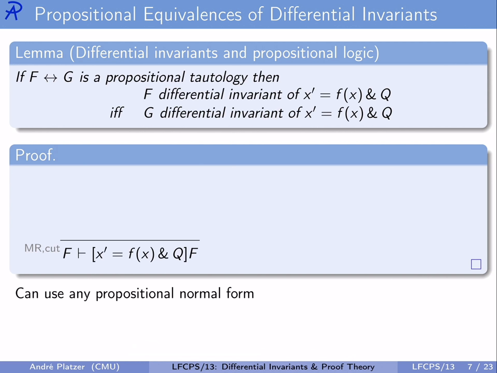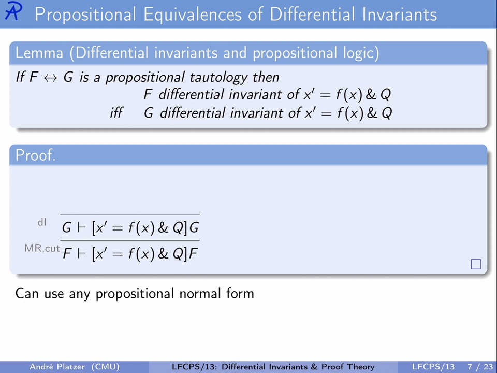So if you would like to show that F is a differential invariant, right, then what we can do is, using the monotonicity and cut principle, reduce this to the question whether G is an invariant, if F and G are equivalent, which we have assumed they are. Here I'm changing the initial condition to one that is equivalent, and here I'm changing the postcondition to one that is equivalent. Surely that doesn't change the question, except syntactically.